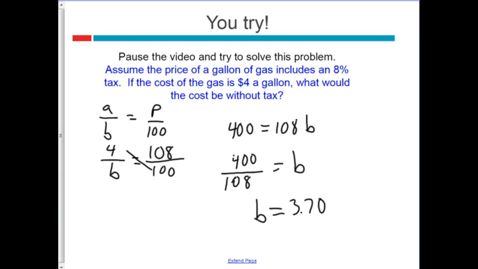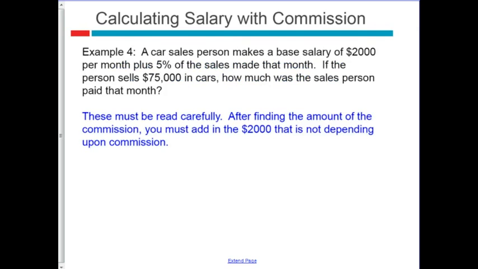$3.70. Hopefully you set up your ratio like this, your proportions like this, and hopefully this is the equation you solved. And when you do that, you should have got $3.70 when you do the arithmetic out. Okay? So here's the third type of problem we're going to look at. And the problem with this situation is not all of the money involved is involved with the percent. You see what I mean?